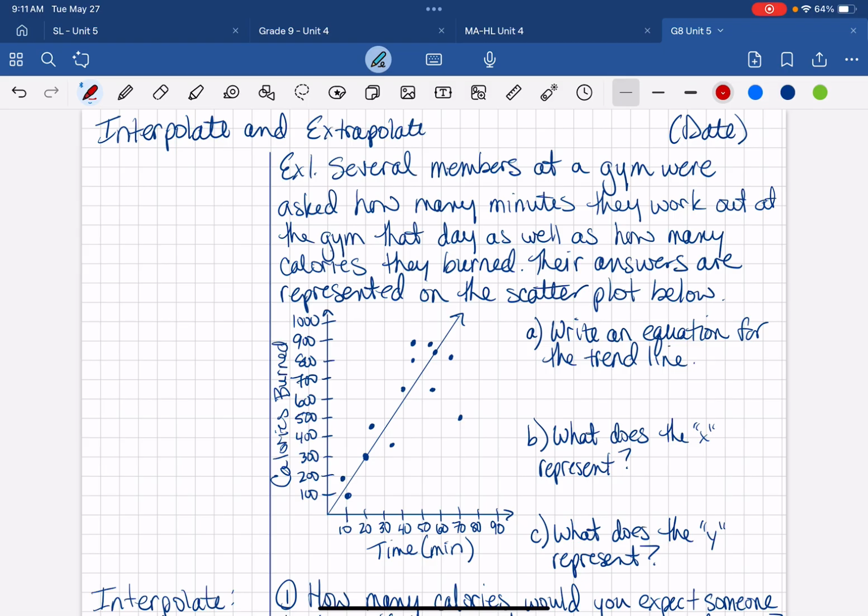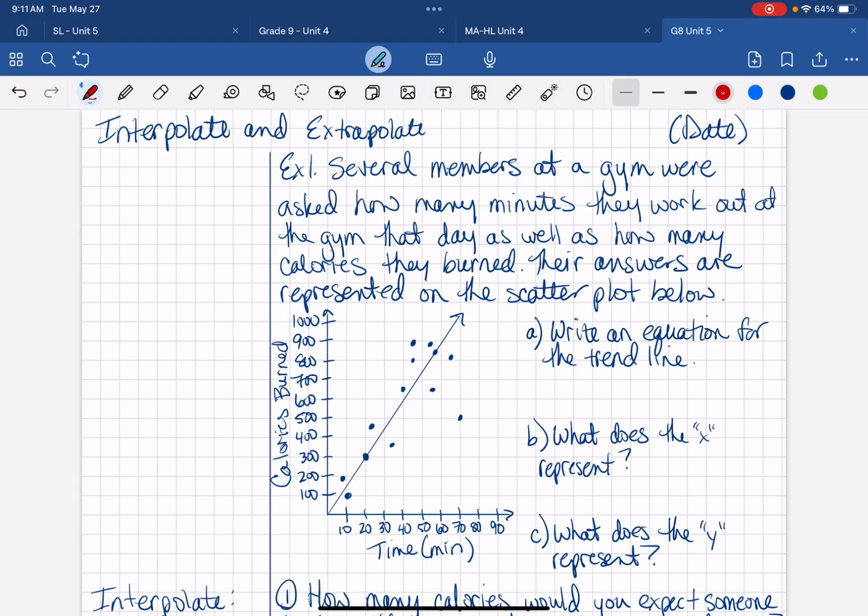Several members at a gym were asked how many minutes they worked out at a gym that day, as well as how many calories they burned. Their answers are represented on the scatter plot below. Write an equation for the trend line. So they give you the trend line, so you have to write that equation.